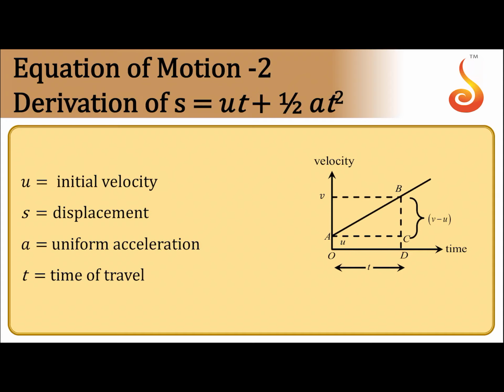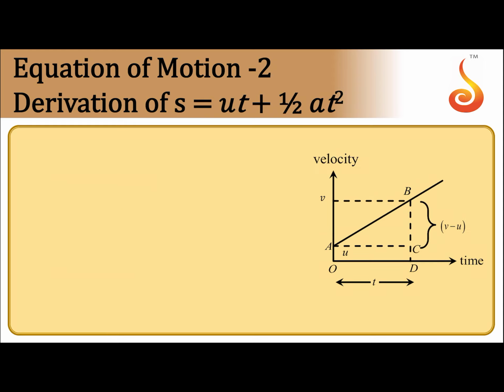Derivation of the second equation of motion, given in the form s is equal to ut plus half at squared. Let us consider a particle starting with initial velocity u. Let us consider its displacement to be s. It moves with uniform acceleration a and time of travel is t. Our intention is to find out the relation between these quantities. Let us see how to do this.